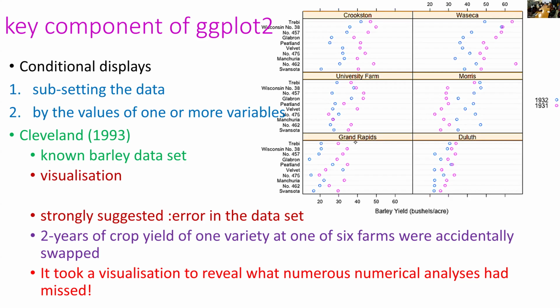Can any of you look at the graph and tell me what is the general trend? Barley production between 1931 and 1932. This is more production on the x-axis. 1932 is blue and 1931 is red. Is it increasing or decreasing? It's increasing. This is increase. Okay.